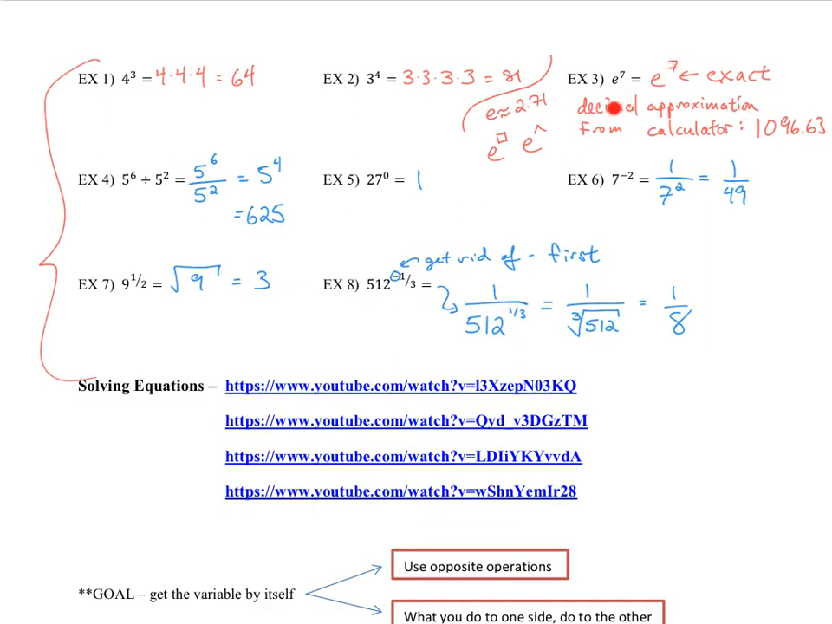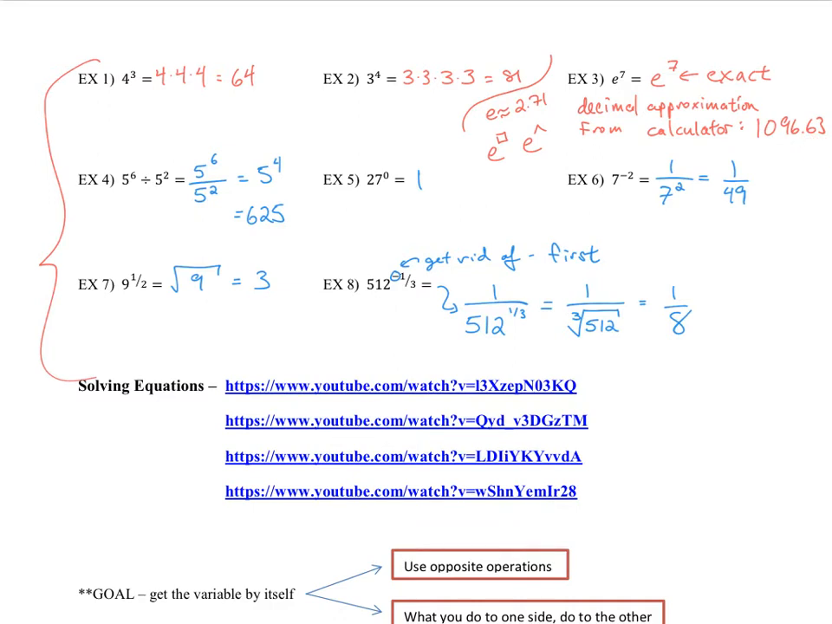The decimal approximation, which is going to make more sense to most people in the real world, is 1096.63. And again, just be wary of how many decimal places you're supposed to approximate to. I just went out to 2 places here.